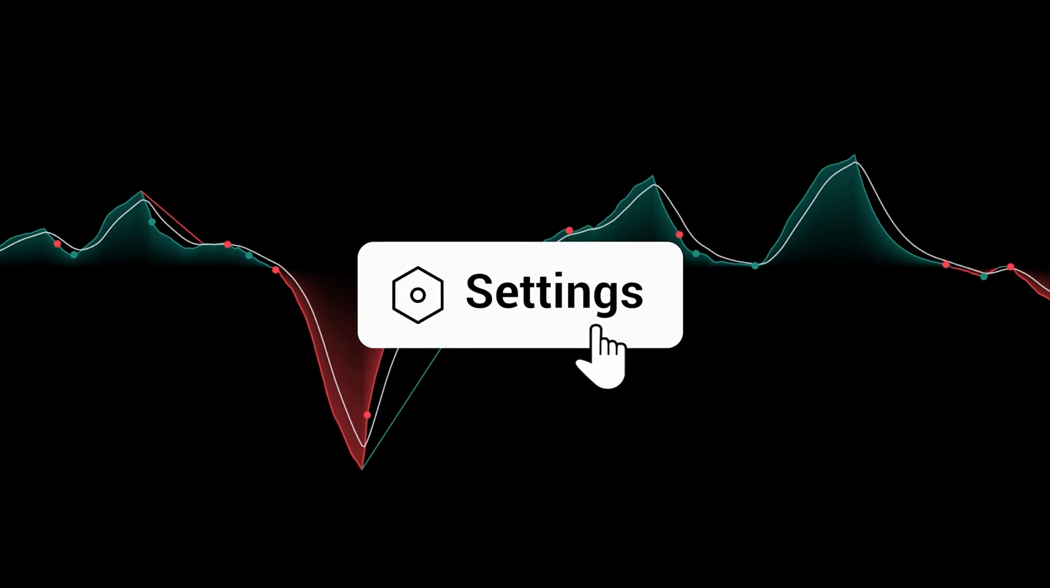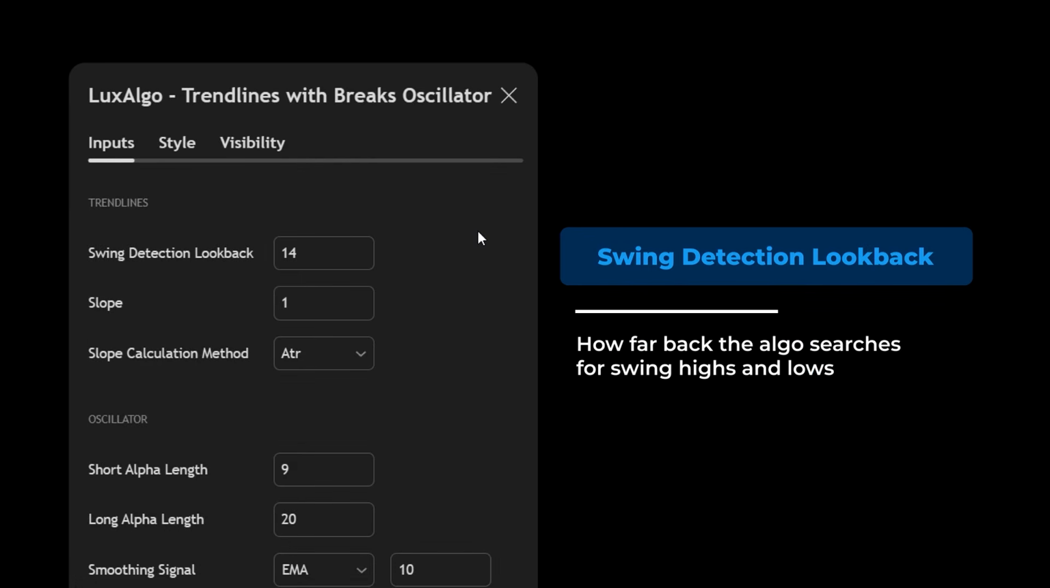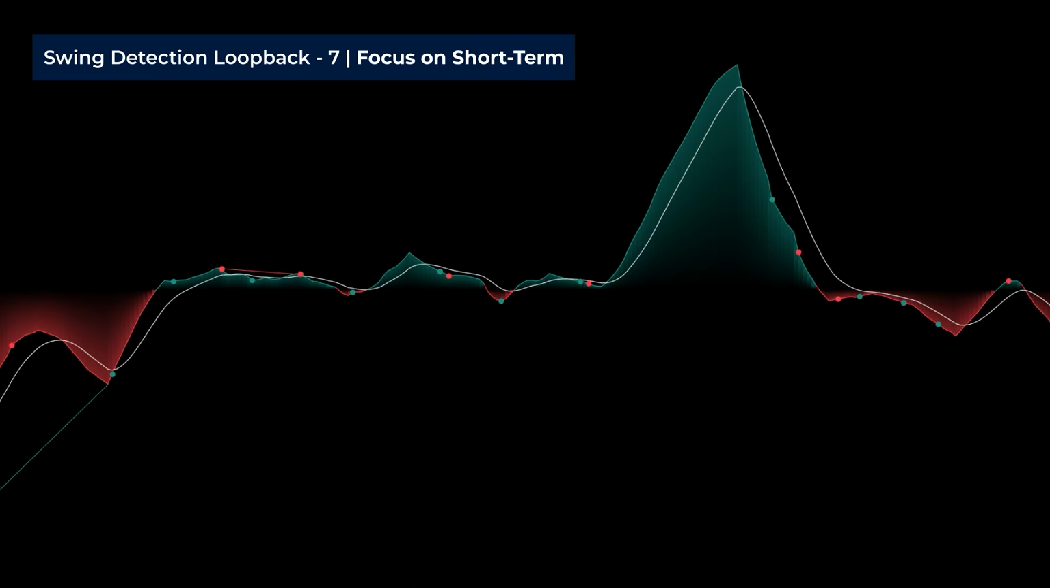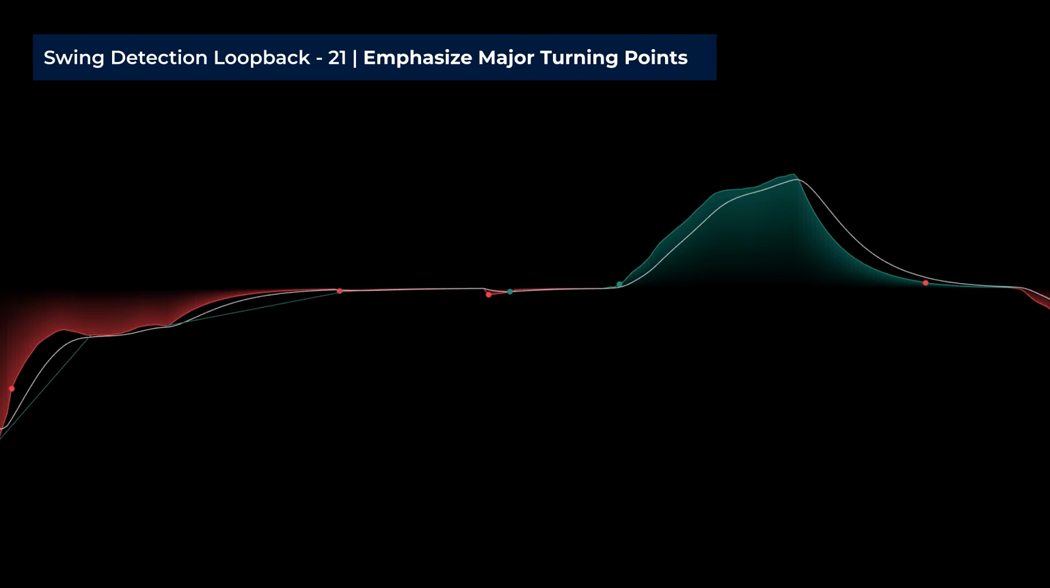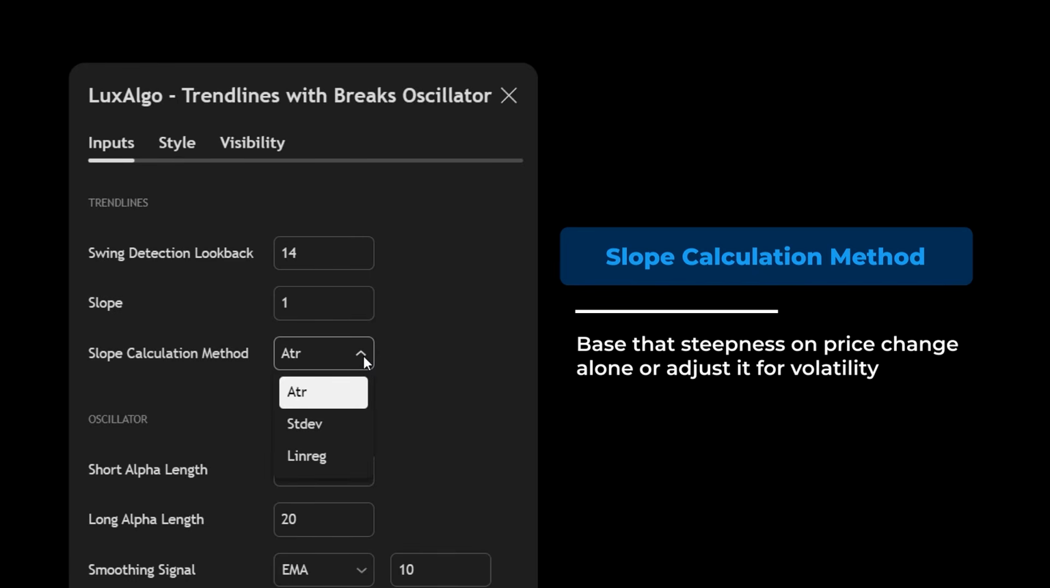You can shape that structure from the trend line section in the settings. Swing detection lookback decides how far back the algo searches for swing highs and lows. Lower values react quickly and focus on short-term structure, while higher values emphasize major turning points. The slope input sets how steep those lines can be, and the slope calculation method lets you base that steepness on price change alone or adjust it for volatility with tools like ATR.